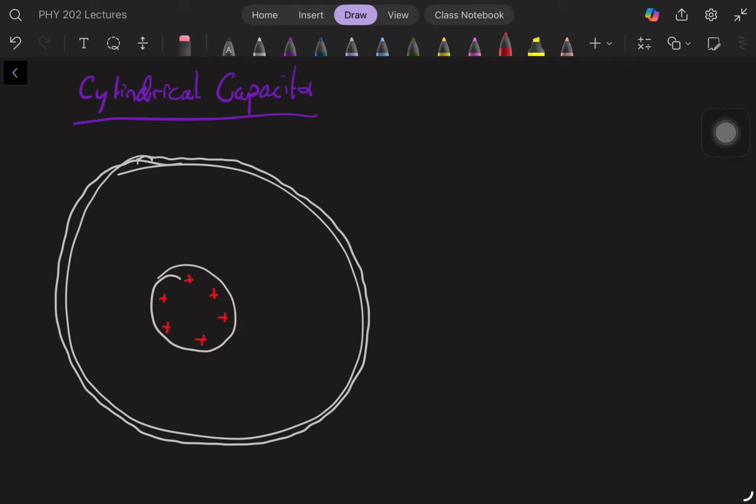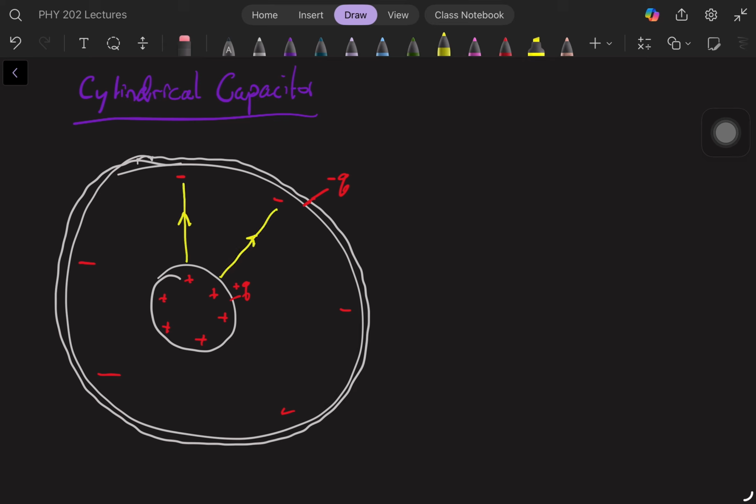Right, the outer cylinder, right? So this is going to be like a hollow pipe with a positively charged core. And then let's take that hollow pipe and go ahead and put some charge on it. And so we're going to say we have plus Q there, negative Q here. We can go ahead and draw our field lines.